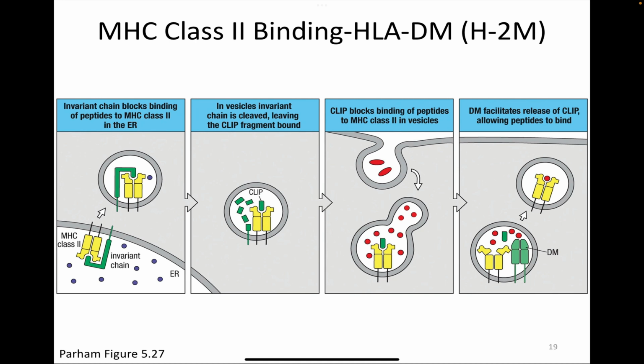And in fact, that process will happen over and over again until a peptide is bound with such high affinity that DM cannot knock it off. And so that's part of the way that we get such a strong complex, is because it's actually unable to be knocked off by DM.